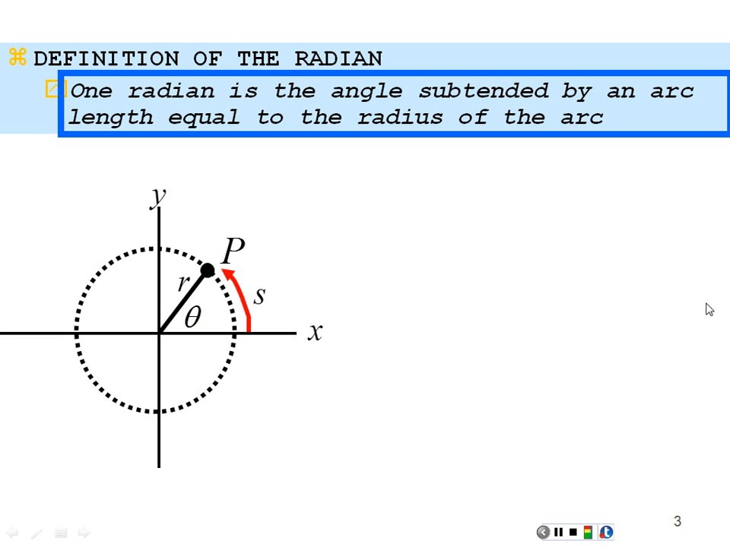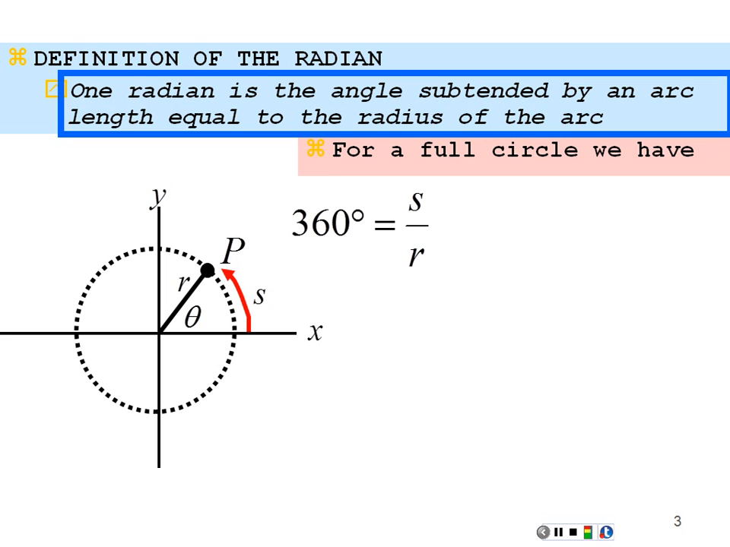So if this length s were exactly equal to the radius of this circle, we would have 1 radian. If you were a referee and you're calling timeout, you had an arc length like this and a radius like this, and when this arc length is equal to the radius of the arc, we have 1 radian. And hence that angle right there, right about there, is about 57.3 degrees.